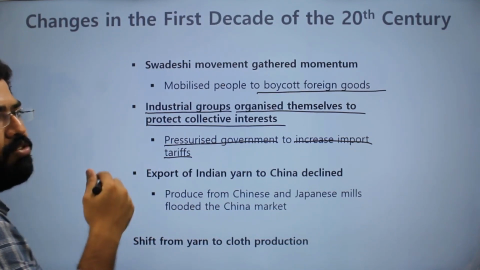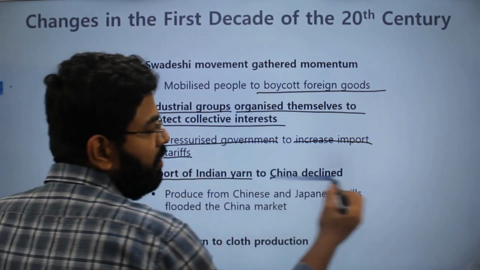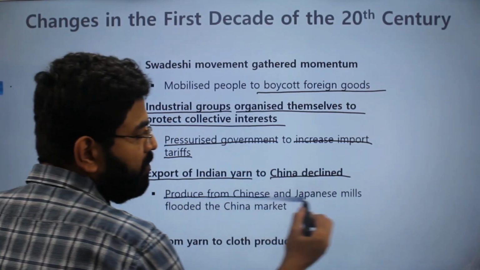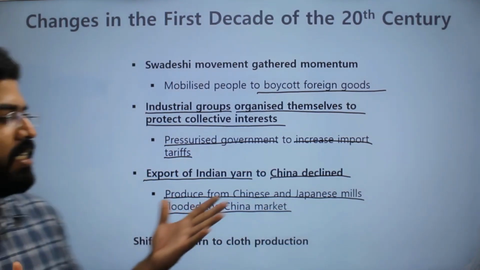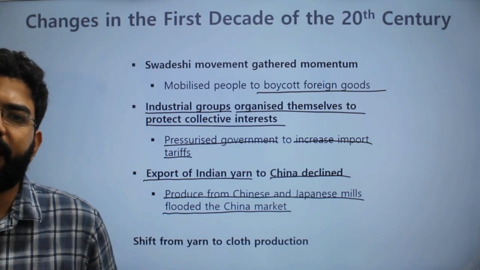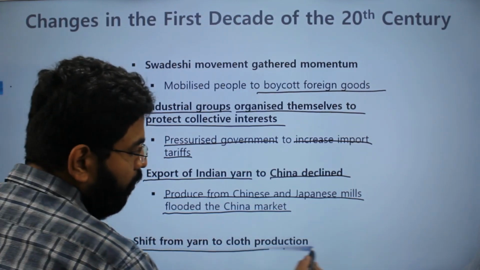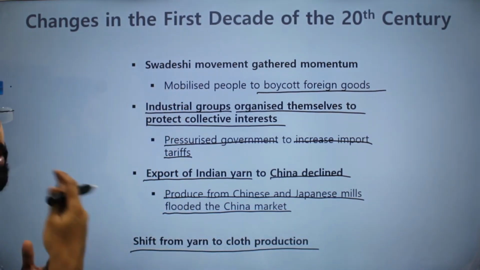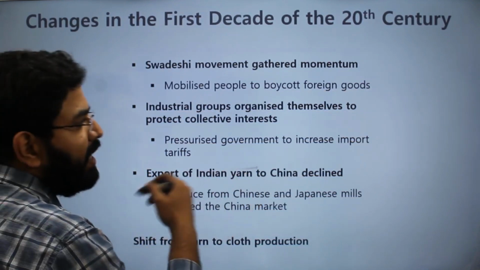Now, another situation happened in the early 20th century. The Indian yarn that they were supplying to China declined. The reason for that was the produce from Chinese and Japanese mills had flooded the Chinese market. So the Chinese and Japanese mills had started dominating the Chinese market. Hence export to China also declined during that time. So there was a shift from yarn to cloth production as well due to the Swadeshi movement, because now they could compete with the European companies, European material.